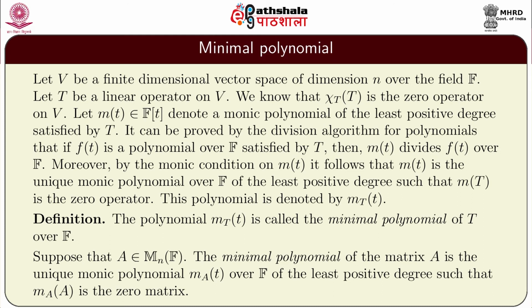This polynomial is usually denoted by m_T(t), and this is called the minimal polynomial of the operator T over the field F. The analogous version for the minimal polynomial of the matrix A would be, if A is an n cross n matrix over the field F, then the minimal polynomial of A is the unique monic polynomial m_A(t) over the field F of the least positive degree, such that m_A(A) is the 0 matrix.